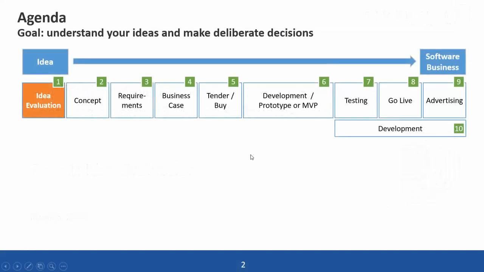Today's video is about idea evaluation, the first step. In the last video I told you how you can make the work easy to come from an idea to a software business or a software application. In the beginning it seems like a really long way, but if you slice it up into little stages or steps, it's more comfortable to really get to your software business.